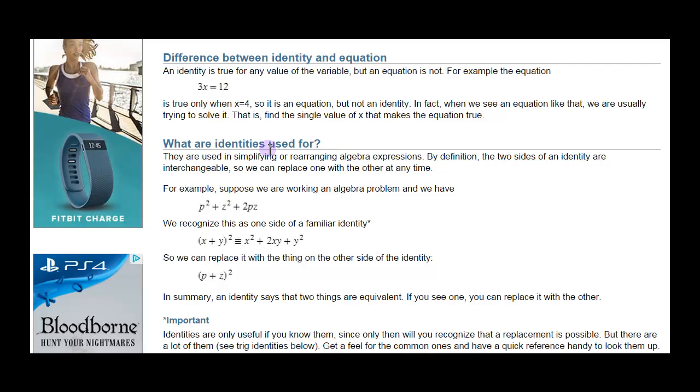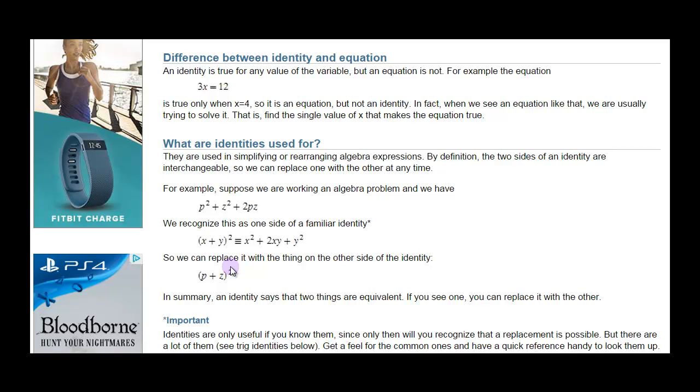Because I know it's a true statement, I can just replace one for the other. So for example, if I had this expression here that said something squared plus something else squared plus 2 times these letters, if I recognized that this thing I'm working on is really just a rearrangement of my identity, then I can simply replace it with what the identity is, and I can rewrite it as p plus z quantity squared.